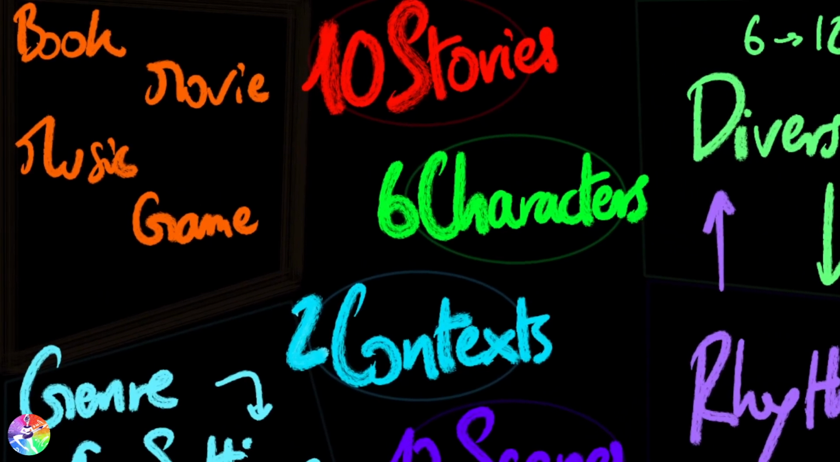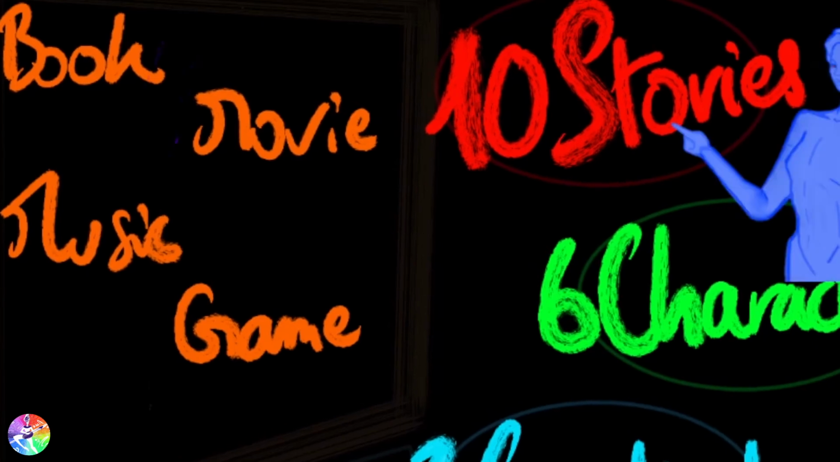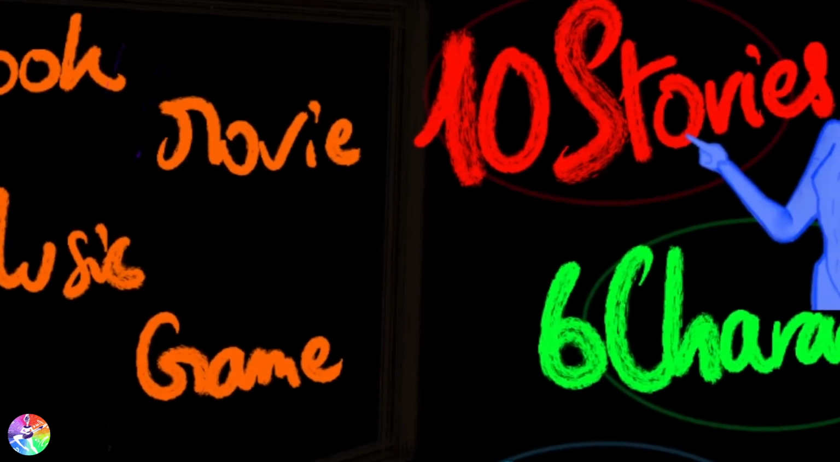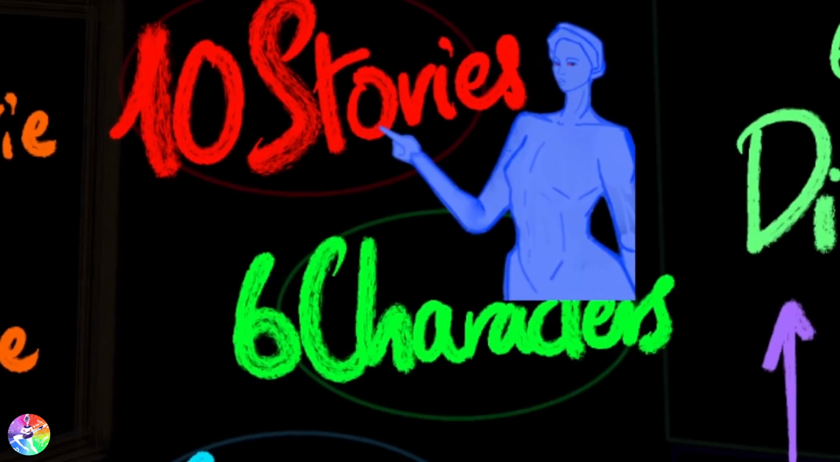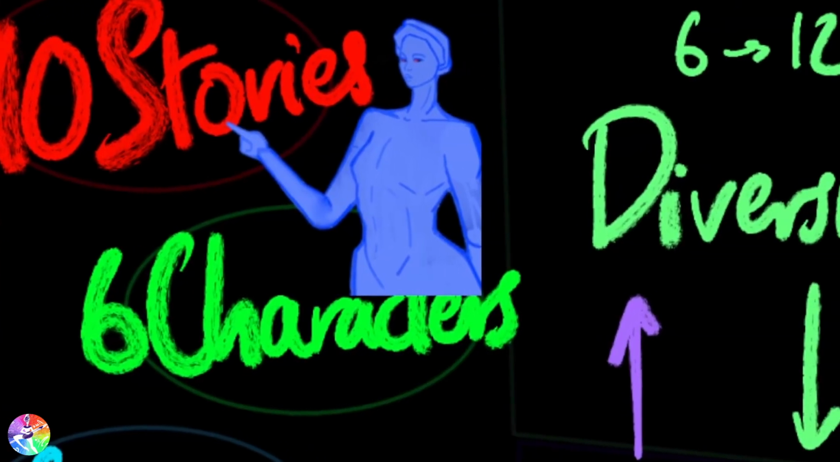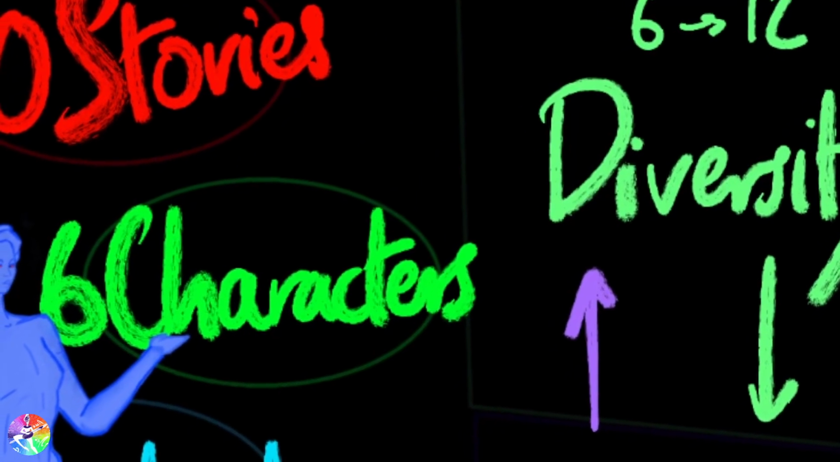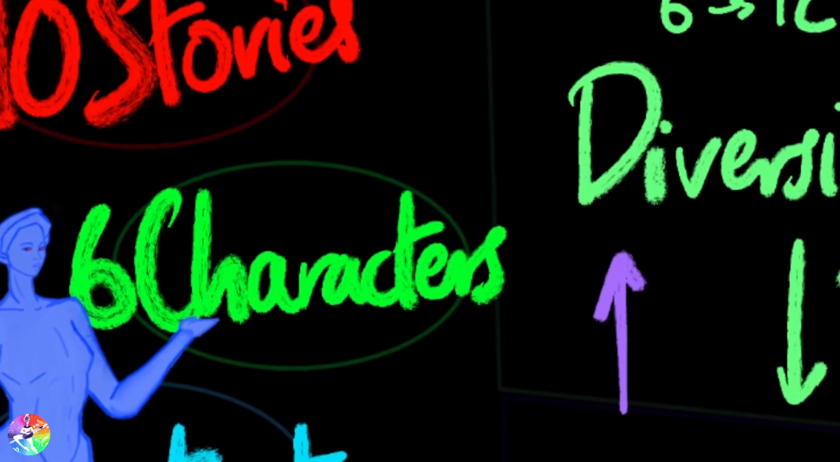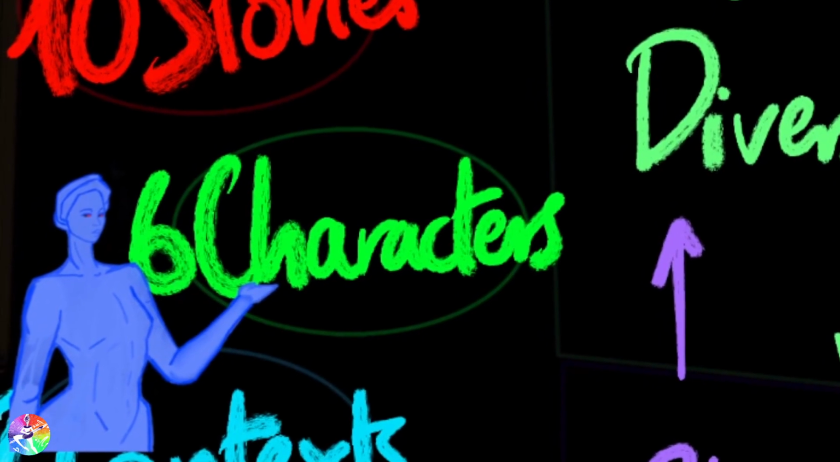You love stories, and you may want to create your own. The easiest way to do so is to make a list of your 10 favorite stories, whether they are books, movies, music albums, or games. Once you've written this list, you want to extract 6 characters, your 6 favorite characters, or 6 characters you think you may want to use for your own stories.